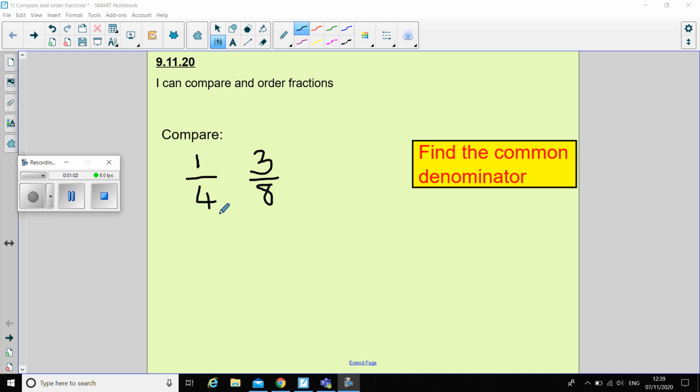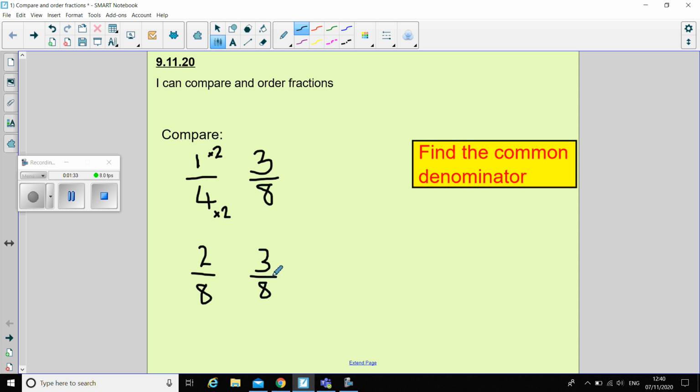So hopefully you can spot I can make this fraction, 1/4, have a denominator of 8 by timesing the bottom by 2 and timesing the numerator by 2 as well. So then I'm going to write it out again as 2/8 compared to 3/8.